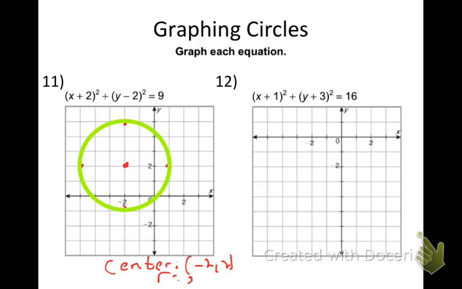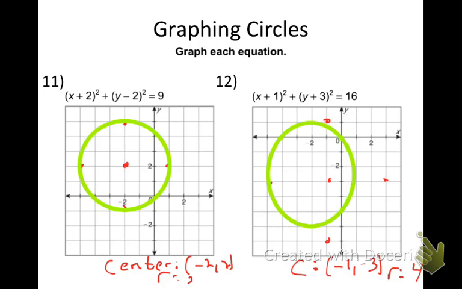Number 12. I need to first find my center. What's my center located at, Ryan? The center for number 12 is (-1, -3). And my radius. What is my radius there, Tom? Your radius would be 4. So (-1, -3), radius of 4. And I draw my circle. I'm getting pretty good at those circle things.